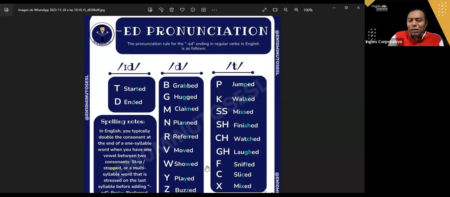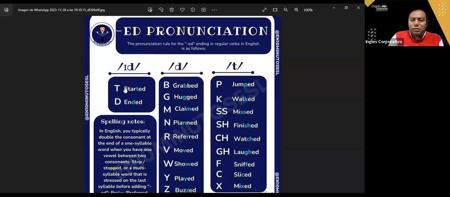Si el verbo termina en una de estas letras y si le agrega ed, la ed va a ser como una extra t. No es jumped, ¿verdad? Es jumped, walked, watched. Decimos watch y en pasado watched. Decimos walk y en pasado walked, ¿verdad?